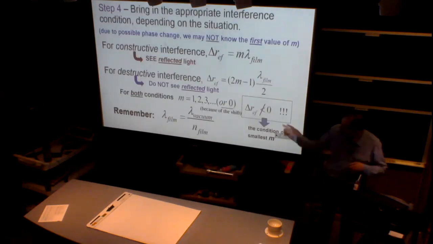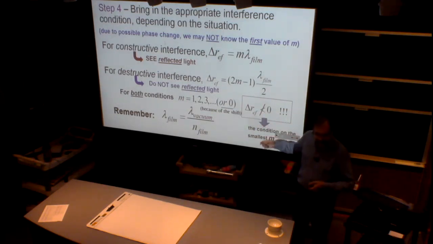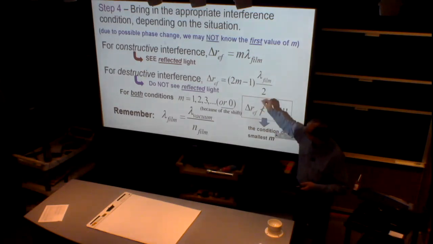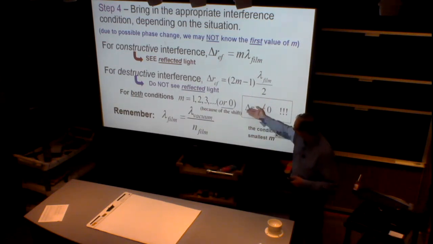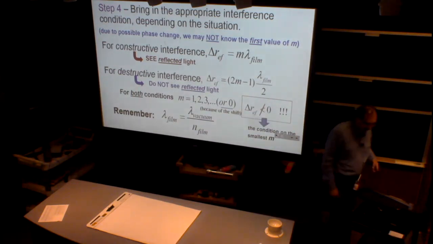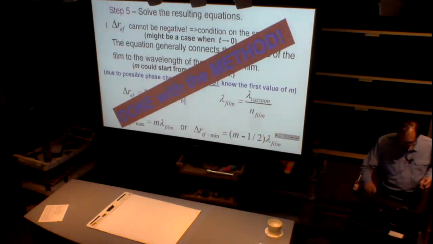How do we define it? This is how. In my approach, the effective path length difference cannot be negative. So we can try different m's. If m equals 1 would give a negative number, it's a wrong number, and we have to move to next. Try m equals 2. There is always the first value for m which gives the first possible solution. Well, we're going to do examples, of course, right now.